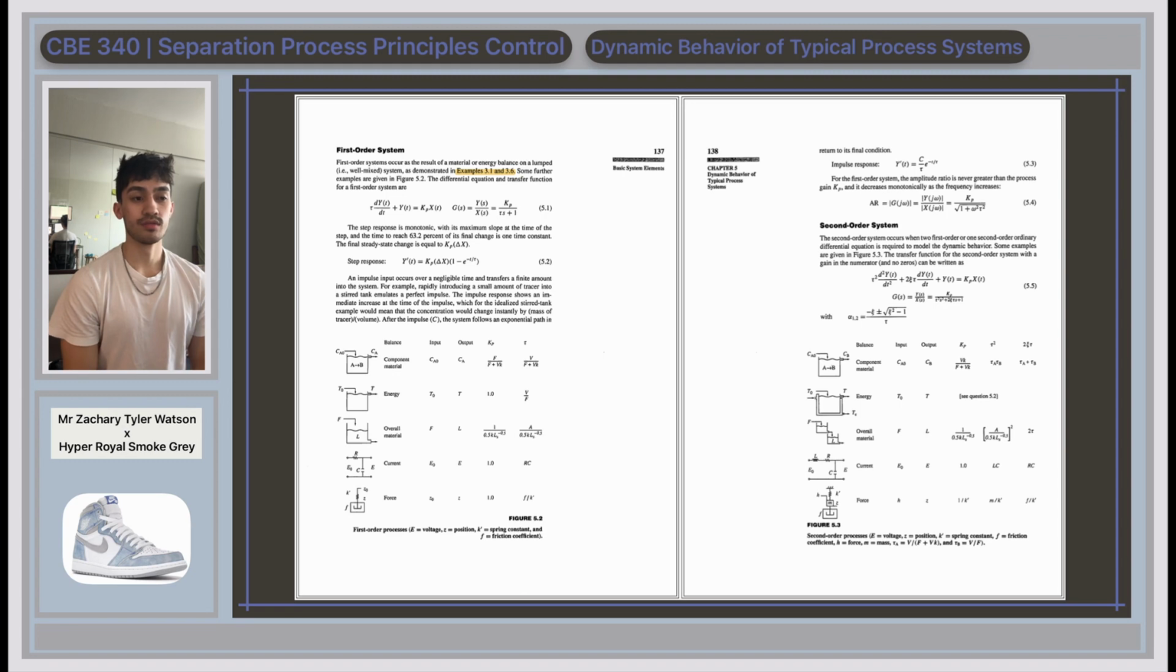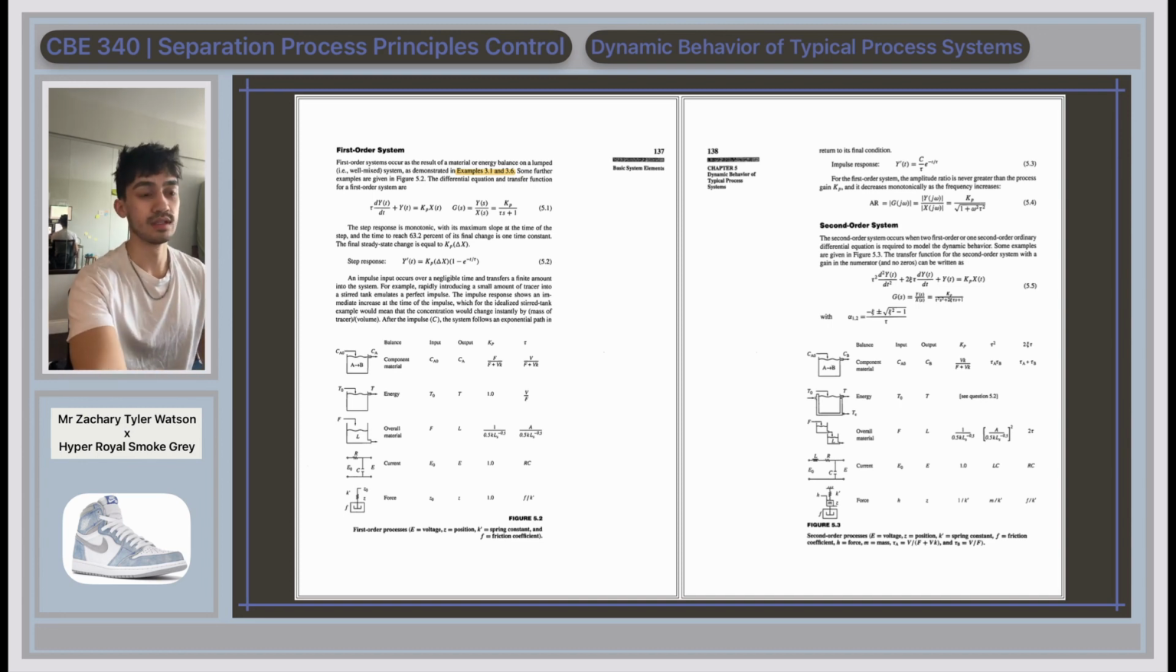An impulse input occurs over a negligible time and transfers a finite amount into the system. For example, rapidly introducing a small amount of tracer into a stirred tank emulates a perfect impulse. The impulse response shows an immediate increase at the time of the impulse, which for an idealized stirred tank example would mean that the concentration would change instantly by mass of tracer per unit volume. After the impulse, which is denoted as c, the system follows an exponential path in return to its final condition. Equation 5.3 is termed the impulse response.